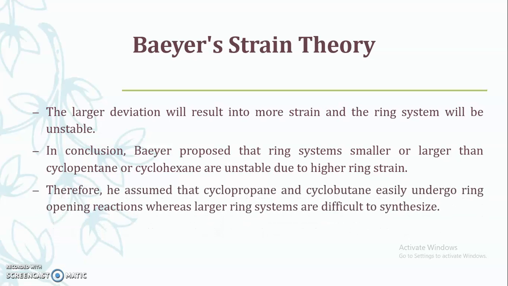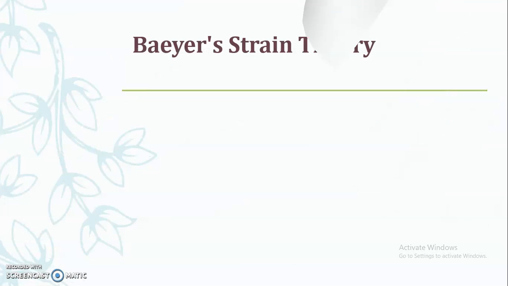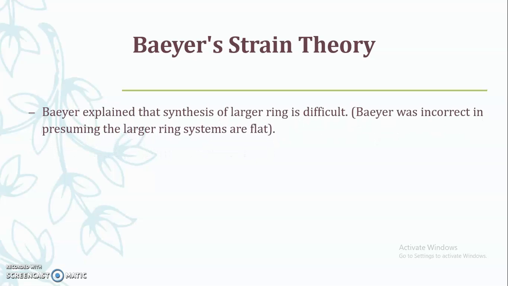Therefore, he assumed that cyclopropane and cyclobutane easily undergo ring opening reactions, whereas larger ring systems are difficult to synthesize. So these are the different assumptions that he has proposed. Cyclopentane is more stable, having higher stability. Cyclopropane and cyclobutane are less stable, they easily undergo ring opening reactions, and cyclohexane and higher rings are difficult to synthesize.